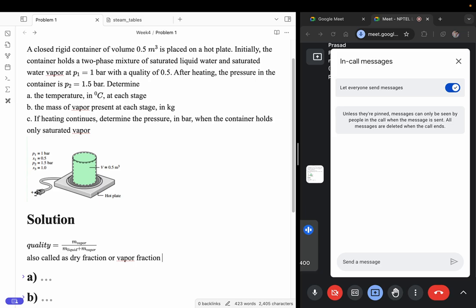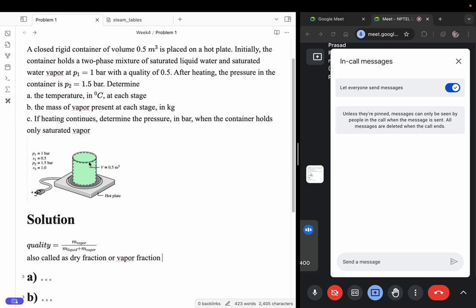After heating, the pressure in the container is P2. Since it's a closed container, as you are giving the heat, the volume remains constant, so the net work done will be 0. From the first law, whatever heat is given as input should be converted into internal energy. So it will increase the pressure as well as the temperature inside the container. So now there are two things.